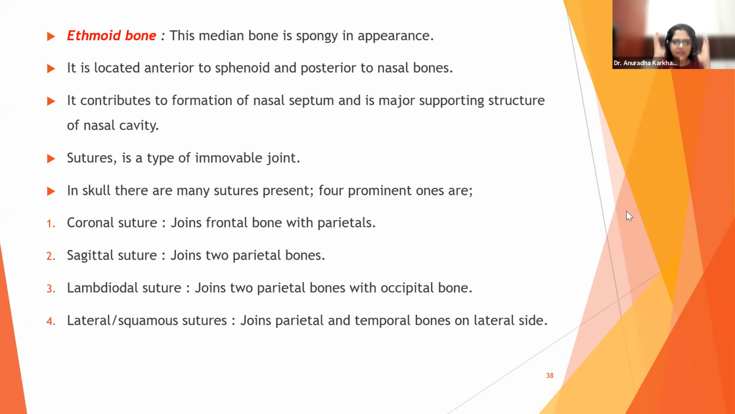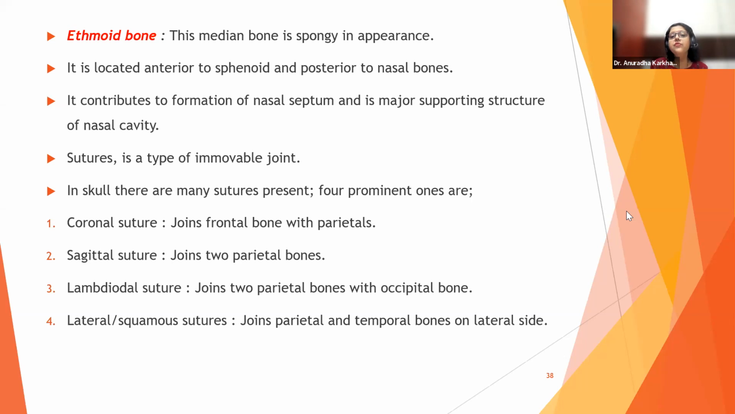Sagittal sutures, they join the 2 parietal bones. तो ये 2 parietal bones को join करने वाला sagittal है. Lambdoidal sutures join 2 parietal bones with the occipital bone. Occipital bone पीछे एक अकेला है, right? So the 2 parietals have to get connected over here with the occipital bone. That is called lambdoidal suture. And lateral or squamous sutures join parietal and temporal bones on the lateral side. So you know temporal is above the ears, parietal is this. तो इनको join करने वाला lateral sutures.